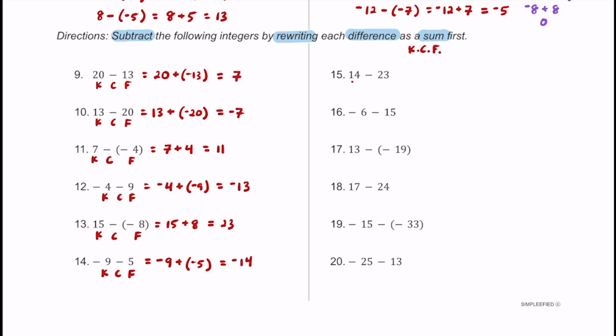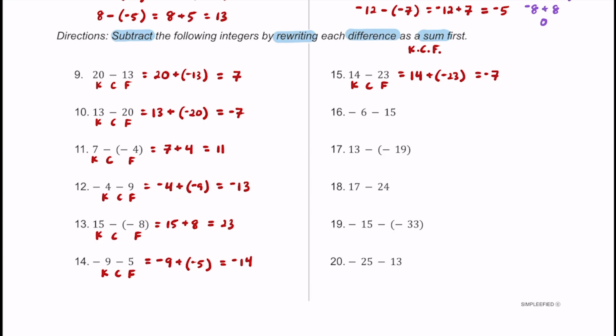For number 15, let's go ahead and do 14 take away this 23. If we rewrite it as addition, it's going to be 14 plus negative 23. Notice how they have different signs now. So 23 minus 14 is going to be 7. And we're going to take the sign of the negative just because this negative 23 has a greater absolute value.